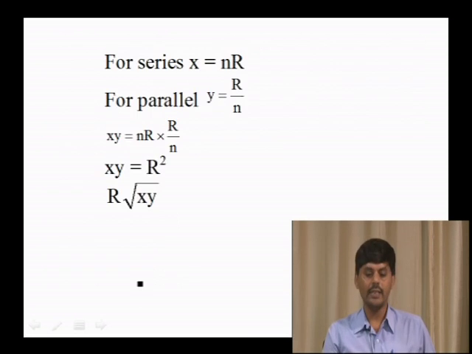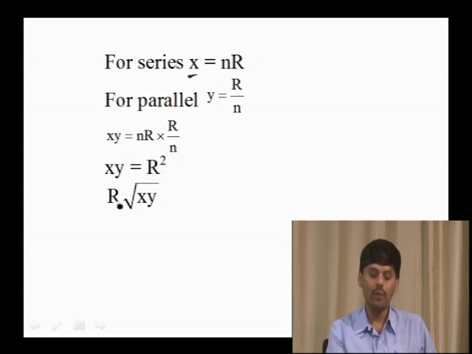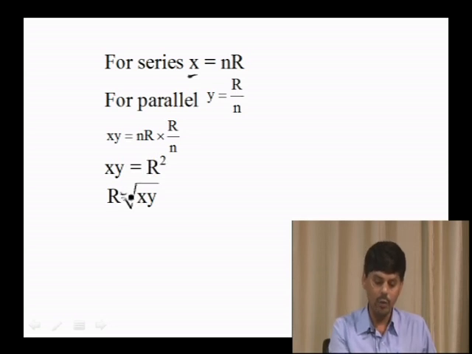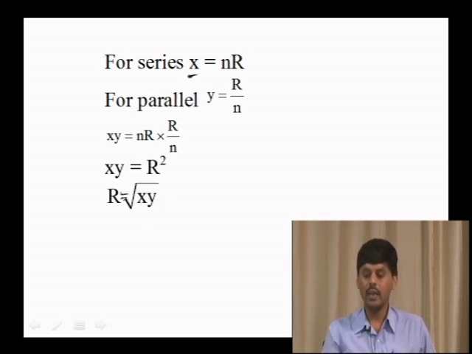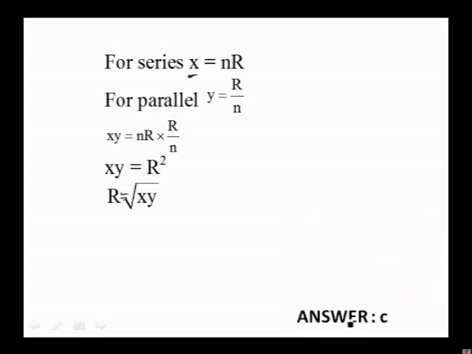The solution for this: for series combination, Rs, in place of Rs they were taken x, is equal to nR for identical resistors. For parallel, Rp is equal to R by n. If you multiply x and y, you get nR into R by n. n gets cancelled, xy is equal to R square. We want the value of R, therefore R is equal to root of xy. Therefore, the correct option for this is C.